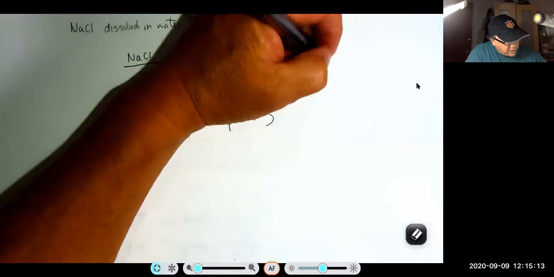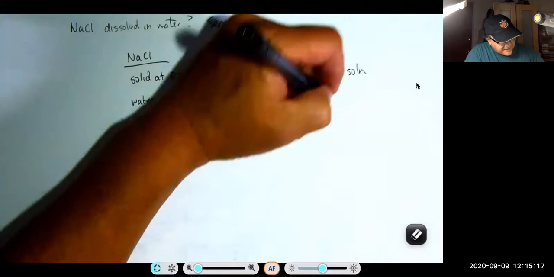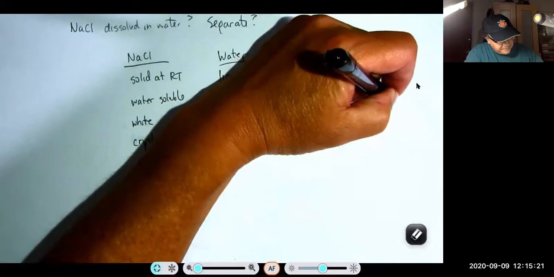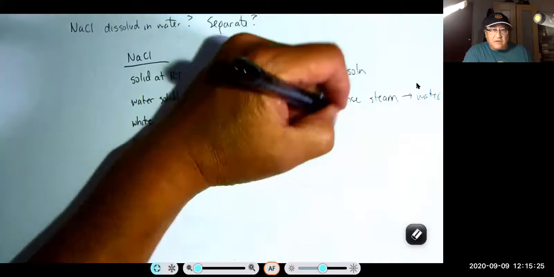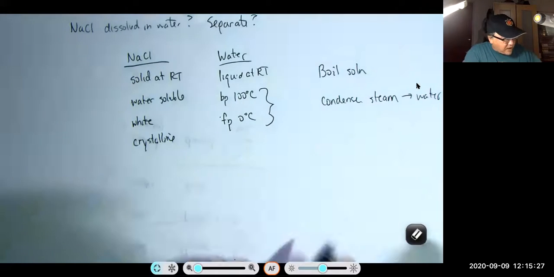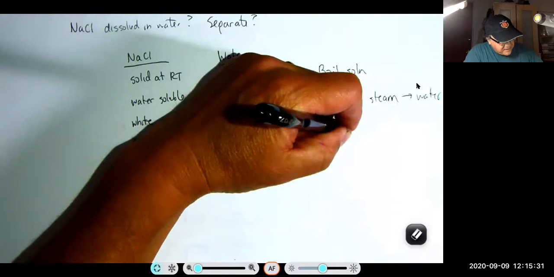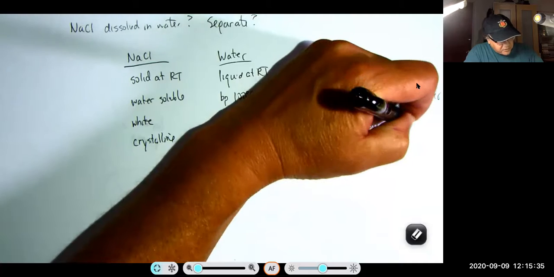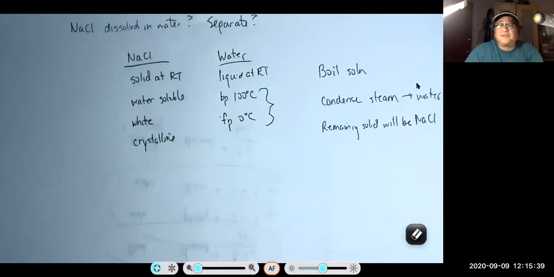So I'm going to boil the solution, condense the steam into water, and then once all of the liquid has boiled off, the remaining solid will be sodium chloride. So there you go. That's simple.